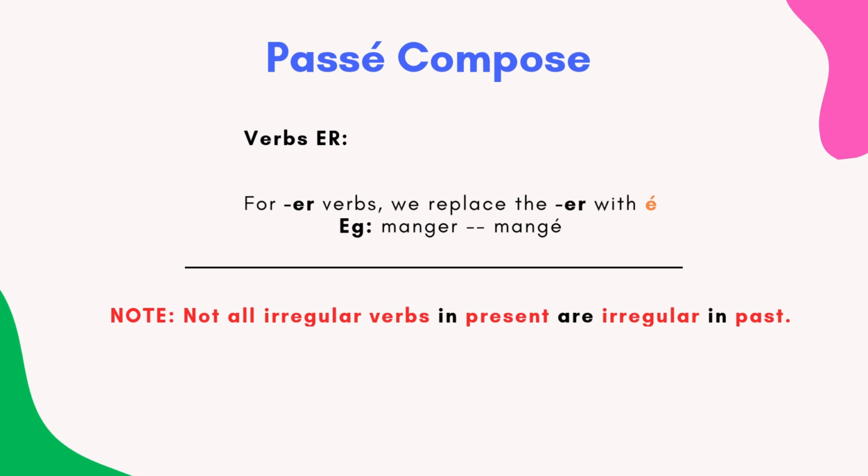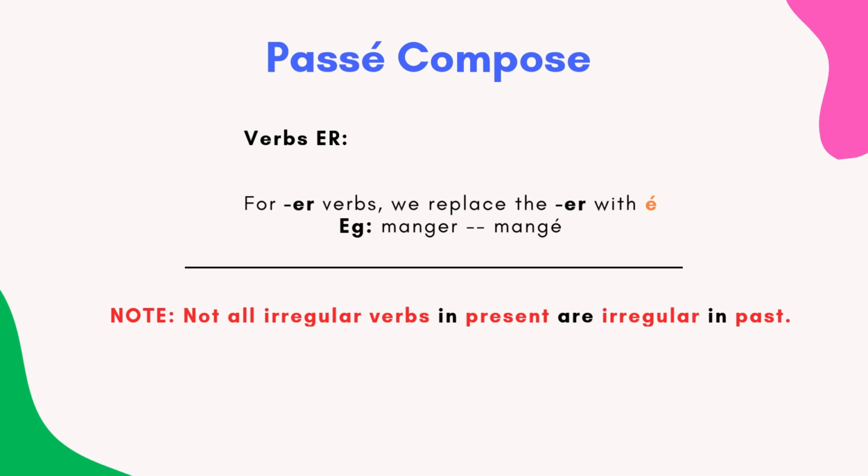So now let us see an example. For example, we have aller. Aller is an irregular verb in present, but aller with é accent aigu is a regular verb in past. And another example is être. Être is an irregular verb in present, and it is also irregular in past. So some of the irregular verbs in present are regular in past, only a few verbs.